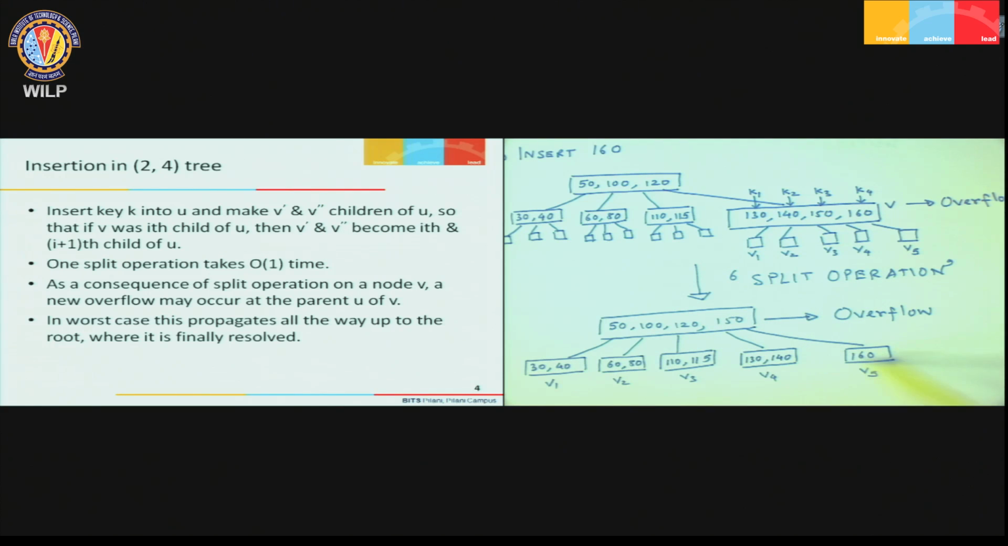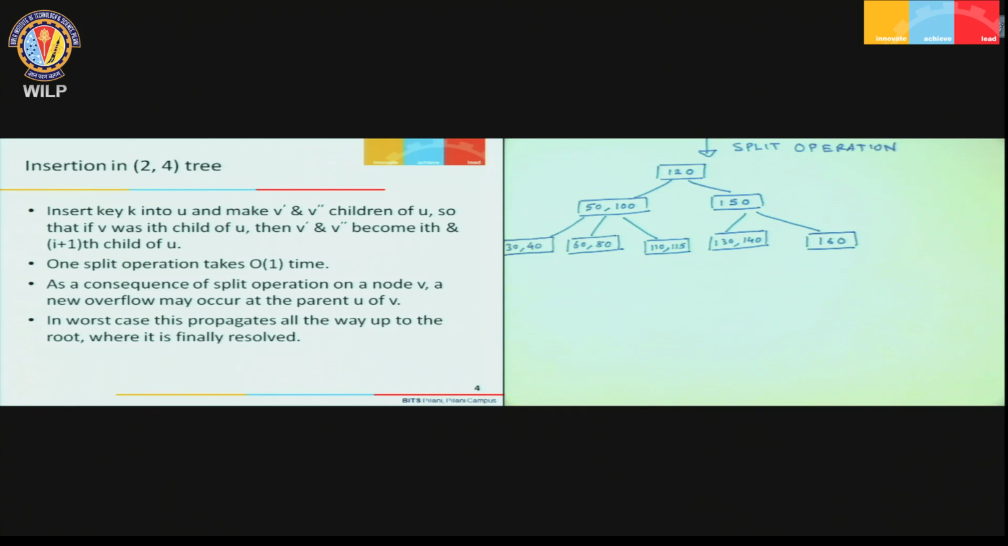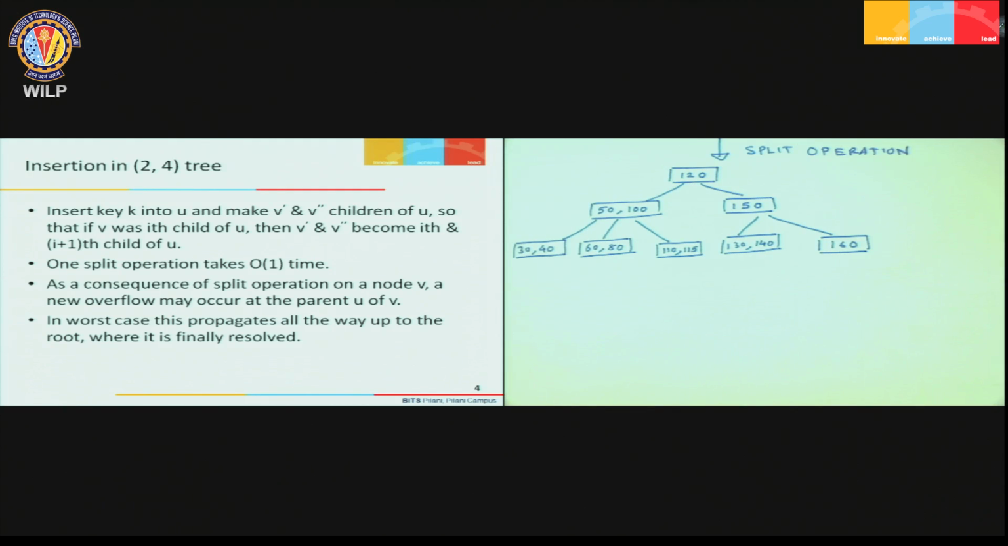So, we see in this operation that once this split operation is performed, at this level the size property is satisfied, but the violation has been propagated one level up. Now, there is an overflow at the parent U of V, which has to be fixed. So, you again have to perform the split operation.